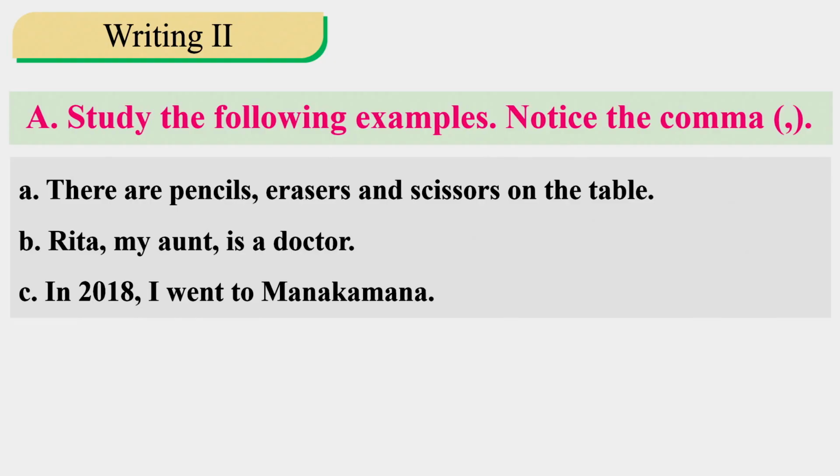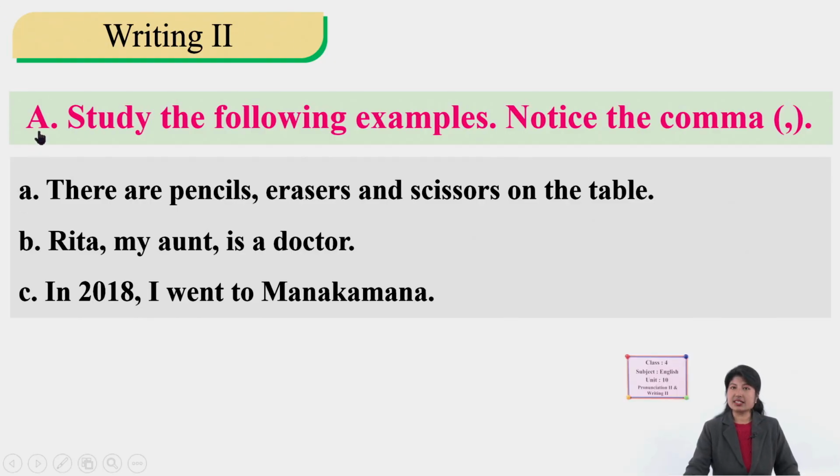Look at here. Writing 2, exercise A. Study the following examples. Notice the comma. You can see this symbol over here inside the bracket. This is called comma, right? We feel that it's very easy to use in sentences, but sometimes it's really hard to find out where it is actually used. Now we are going to remove that confusion today.